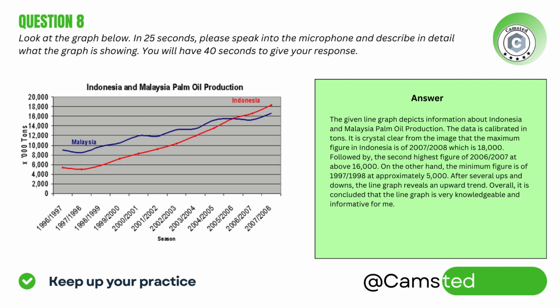It is crystal clear from the image that the maximum figure in Indonesia is of 2007/2008, which is 18,000. Followed by the second highest figure of 2006/2007 at above 16,000. On the other hand, the minimum figure is of 1997/1998 at approximately 5,000. After several ups and downs, the line graph reveals an upward trend.